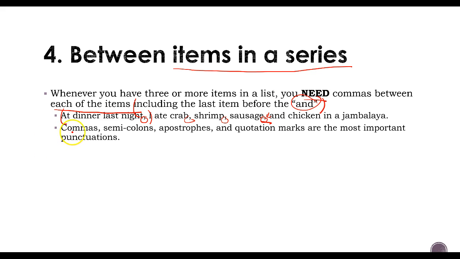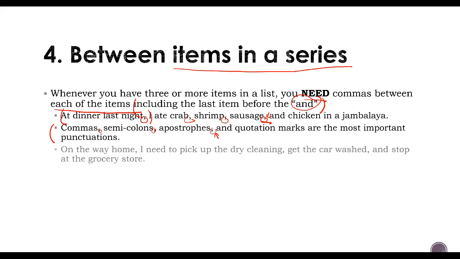Here's another example. Commas, semicolons, apostrophes, and quotation marks are the most important punctuations. So here's a sentence that starts with a series, and we have more than 3, and we need commas between each of the items, including this last comma before the and. Commas, semicolons, apostrophes, and quotation marks are the most important punctuations.